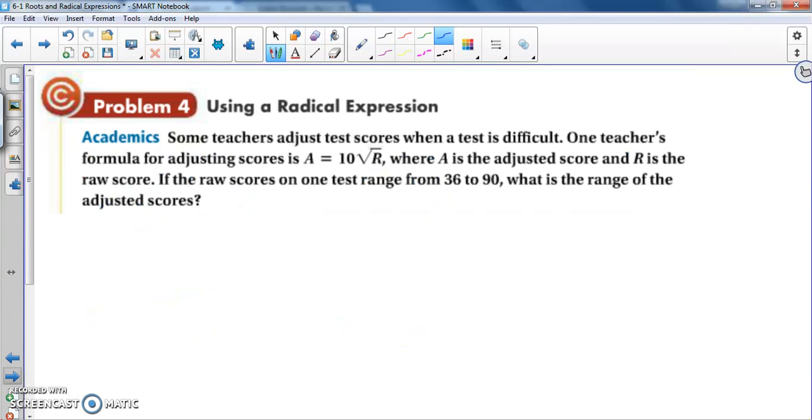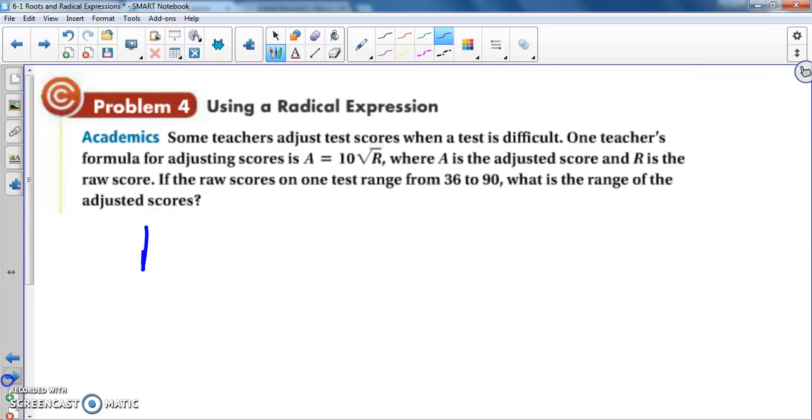Using a radical expression, we need to solve this problem. Some teachers adjust test scores when a test is difficult. One teacher's formula for adjusting test scores is A equals 10 times the square root of r, where A is the adjusted score and r is the raw score. If the raw scores on one test range from 36 to 90, what is the range of the adjusted scores? So we have to find the lowest adjusted score and the highest adjusted score.